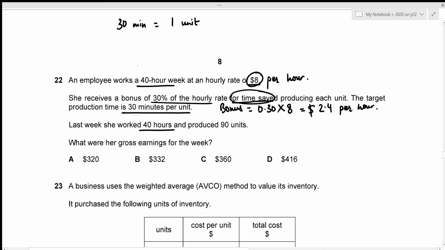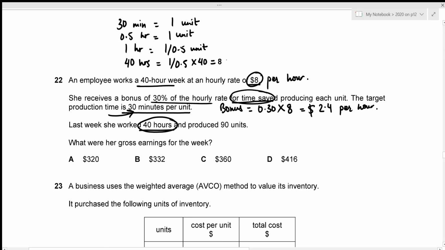Let's figure out the number of units that should have been produced according to this target for 40 hours. So we can use the unitary method. 30 minutes is equivalent to 0.5 hour, and we need to produce 1 unit. For 1 hour, that's going to be 1 by 0.5 unit. And we need to figure it out for 40 hours. So for 40 hours, that's going to be 1 by 0.5 times 40, which results in the value of 80. So according to the standard rate, she should have produced 80 units, but she actually produced greater than that, which is 90 units. And now we need to figure out her gross earnings for the week.